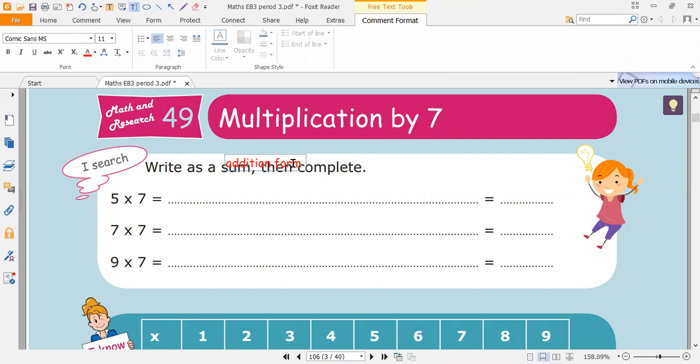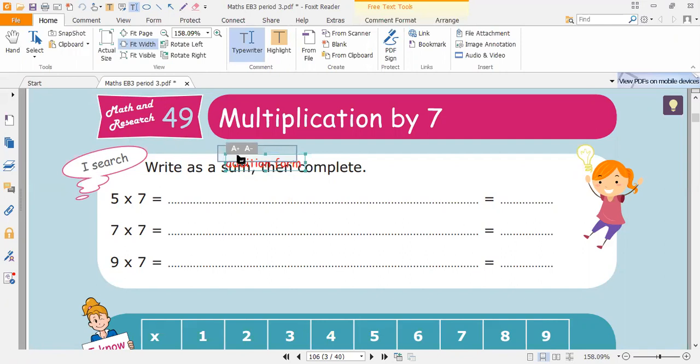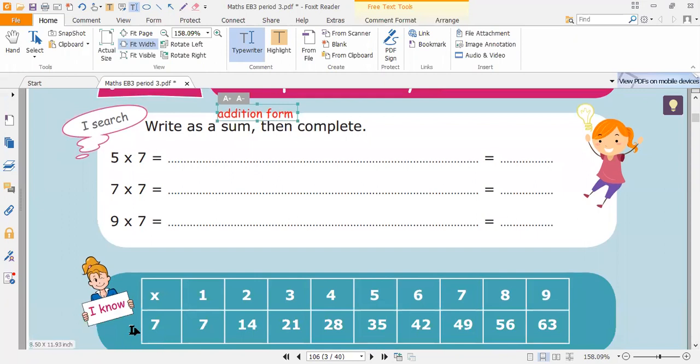Now, let's review the multiplication by 7 first. Seven times 1 is 7. 7 times 2 is 14. 7 times 3 is 21. 7 times 4 is 28. 7 times 5, 35. 7 times 6 is 42. 7 times 7 is 49. 7 times 8 is 56, and 7 times 9 is 63.